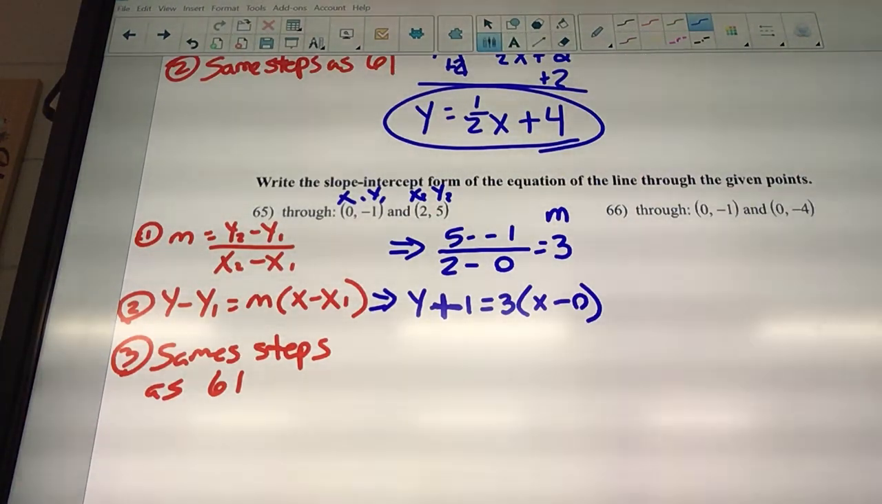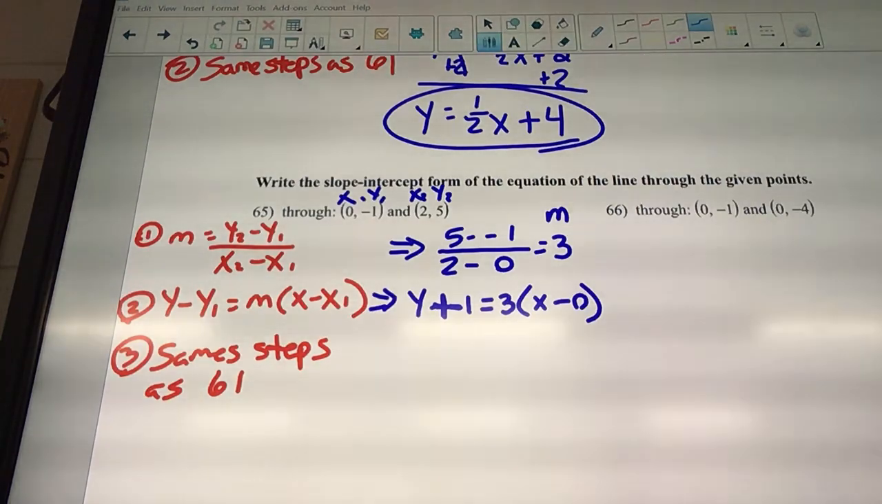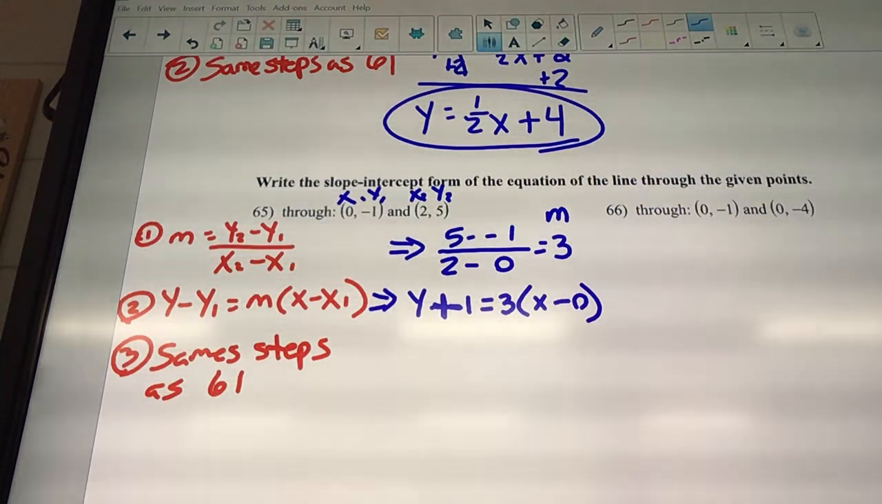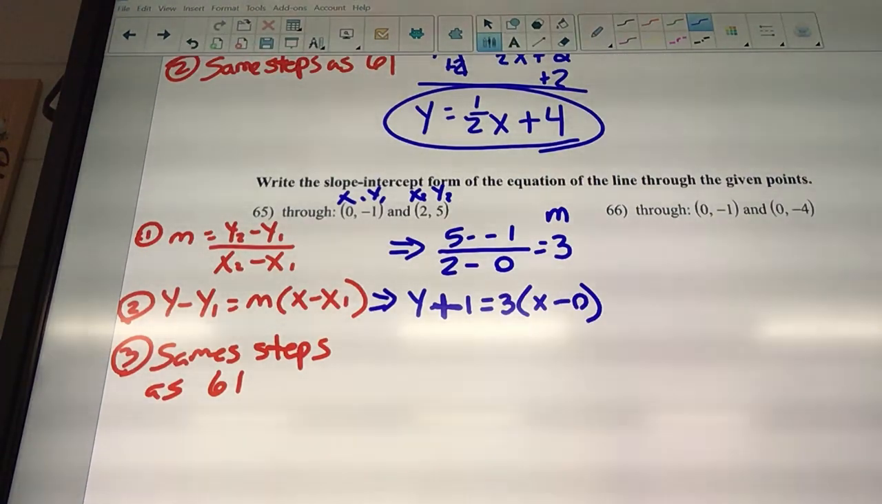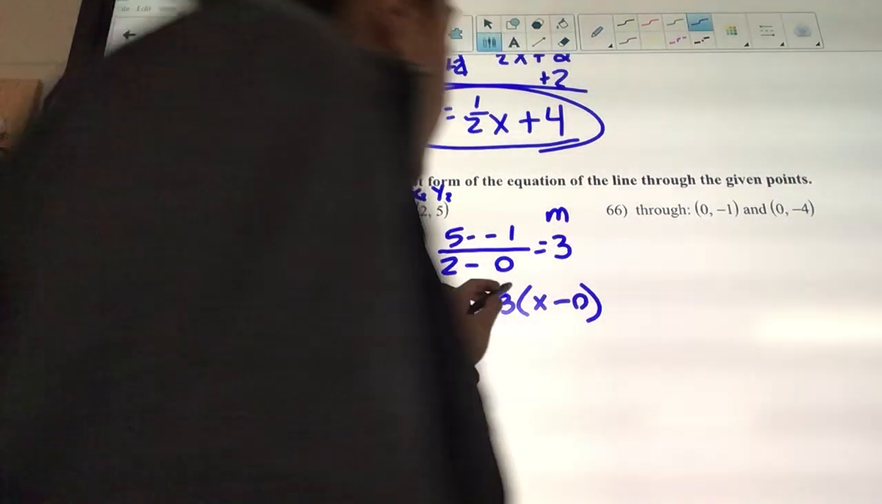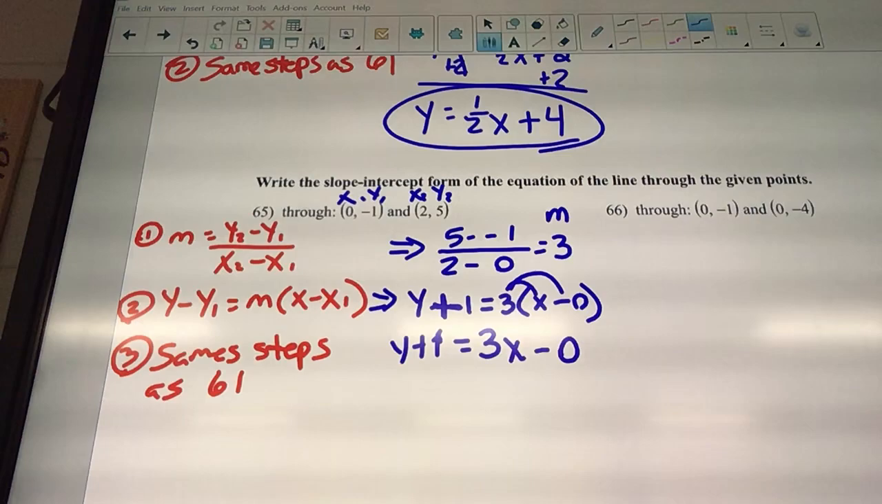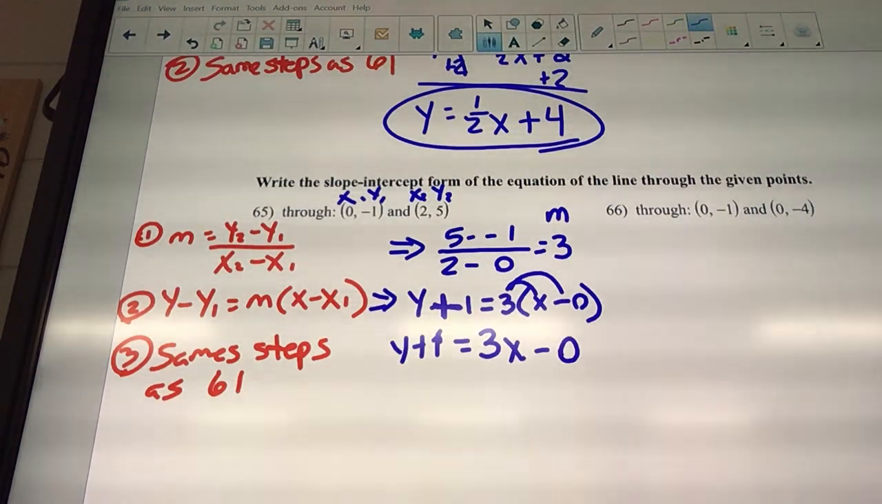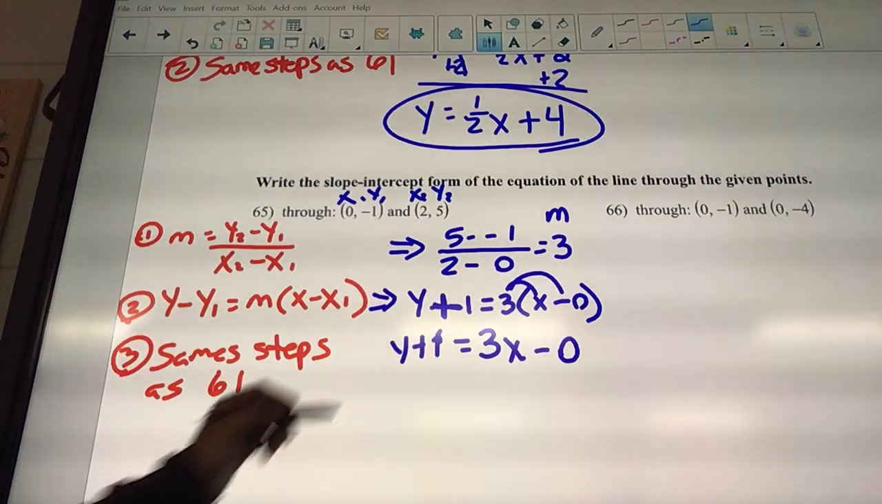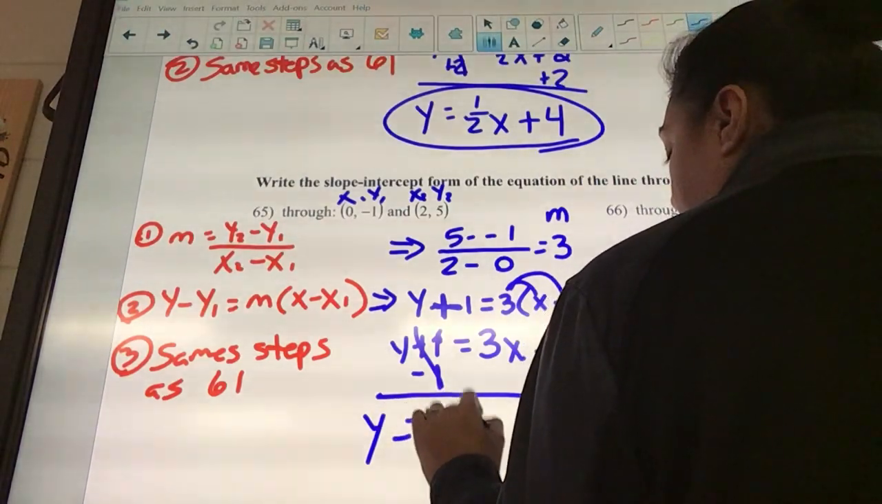What is the first step on 61? Hopefully you wrote it down. What does 61's first step say? Distribute. Okay, so we're going to distribute. 3 times x is going to be 3x, and 3 times 0 is 0. Well, what's the next step on 61 say? Add or subtract. So in this case, are we going to add or subtract? Subtract the 1. So we're going to say minus 1, minus 1. So we got y equals 3x minus 1.